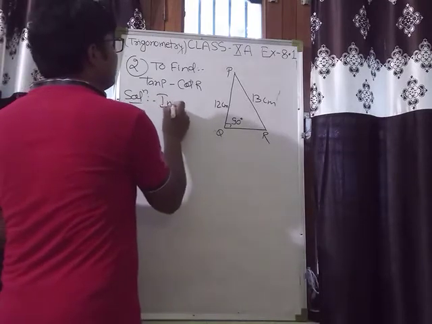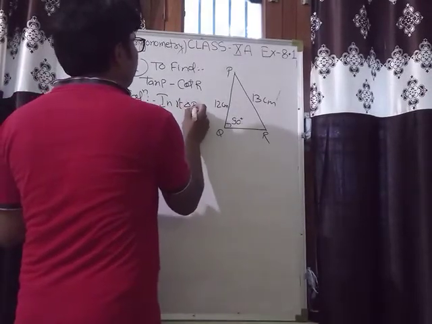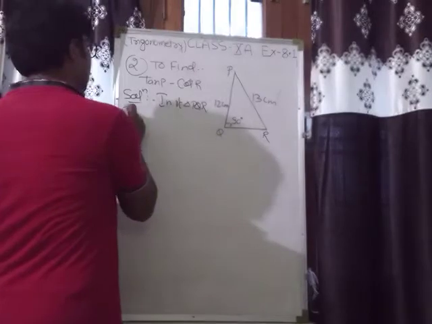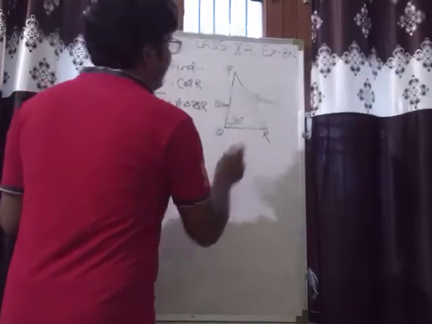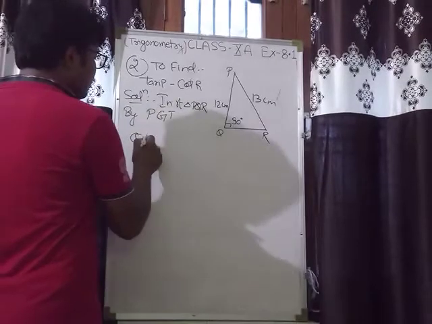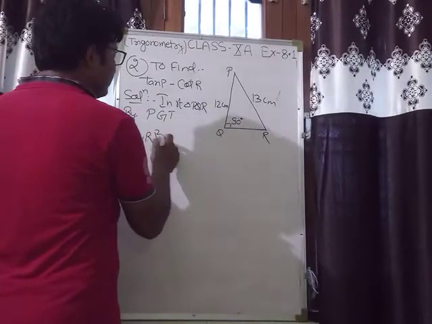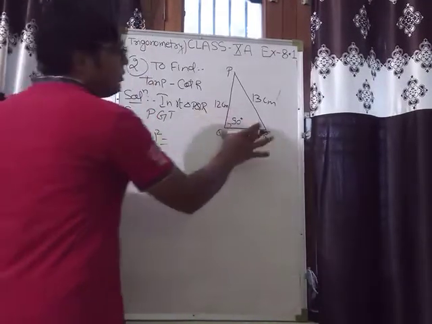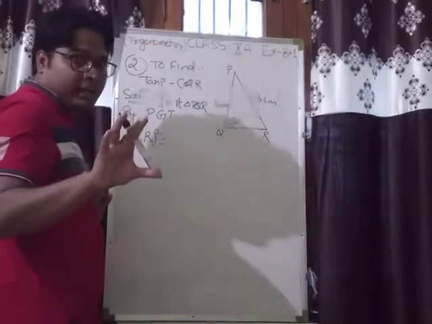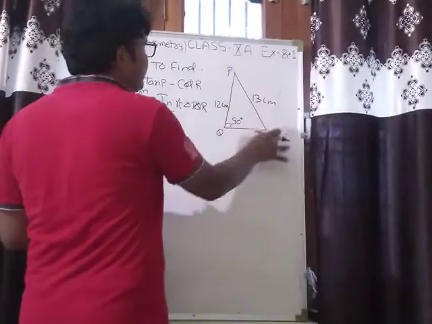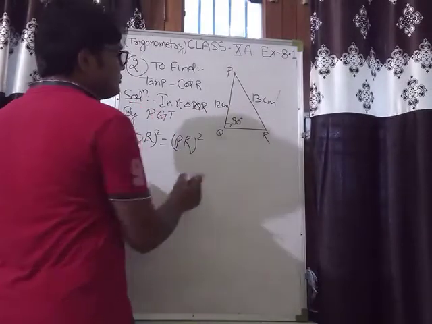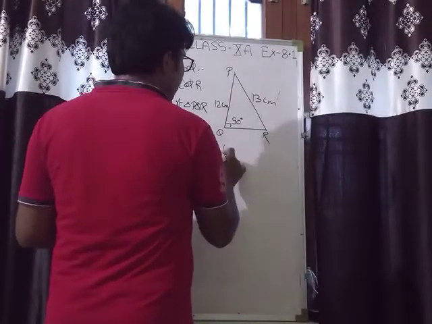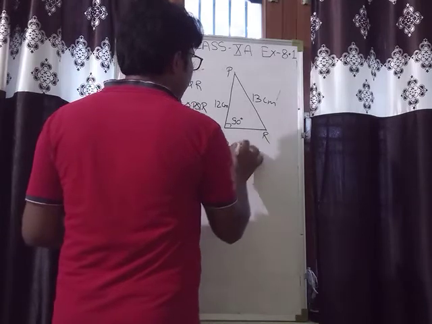In right triangle PQR, by Pythagoras theorem, we have QR square, that is the base, that is one of the legs, square is equal to hypotenuse square PR square minus PQ square.